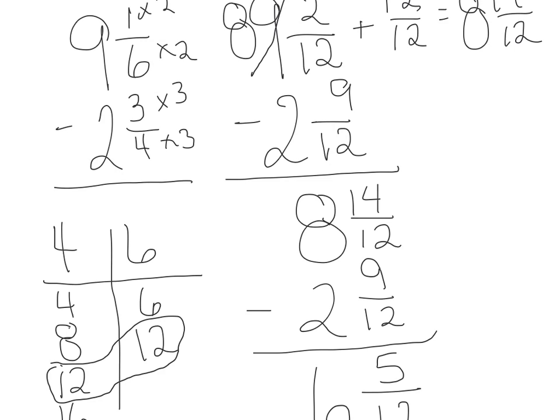I cannot simplify it because 5 and 12 do not have a common factor. So my answer is 6 5/12.